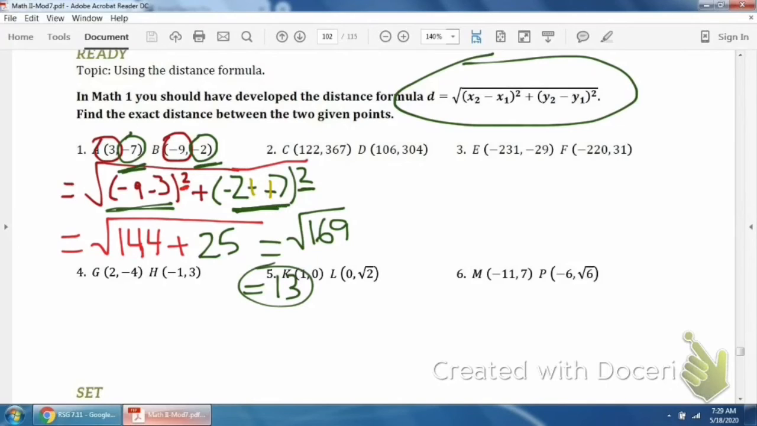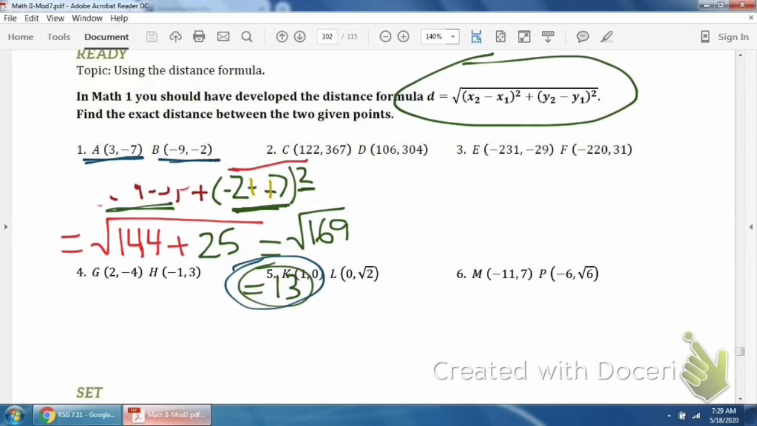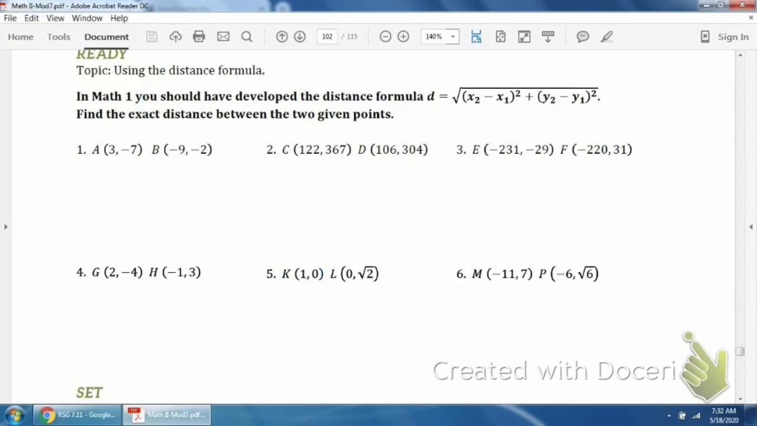So what that means is that, let me erase all this. What that means, going back to our original problem, is that the distance from A to B, okay, so we're thinking the distance from this point, over 3 down 7, to this point, left 9 down 2, the distance between those 2 points is 13 units. Okay, so do that for 3 and 5, and we'll be done with the ready.